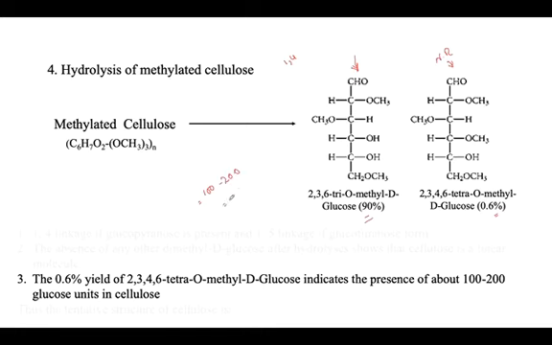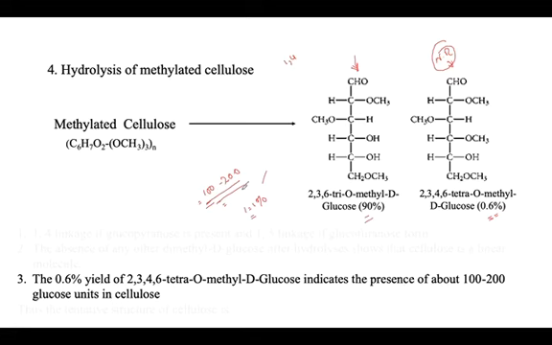That is, when it forms the one molecule, the non-reducing end, it will form only around 0.6%. It is more than 100 molecules, because in 100 molecules, one also indicates 1%. If in 100 molecules there is one at the non-reducing side, we can say minimum 100. Since it is 0.6, it can be more than 100, and we can say that it is 100 to 200 glucose units which have been attached together.